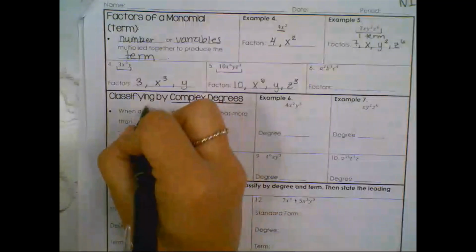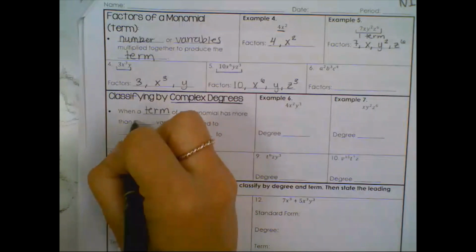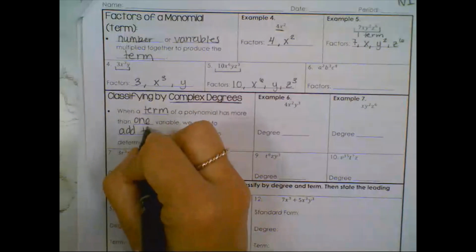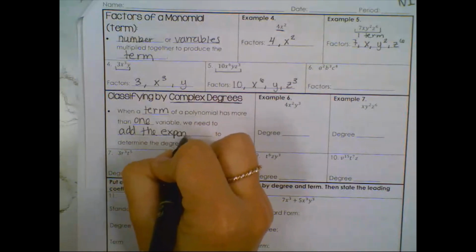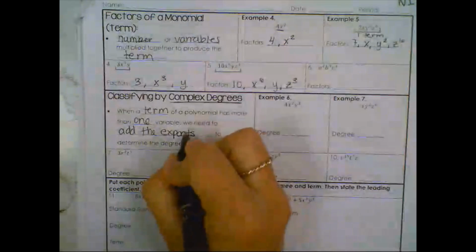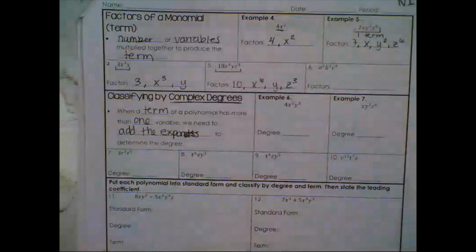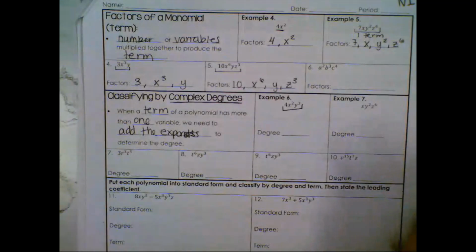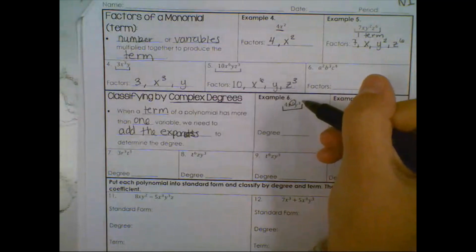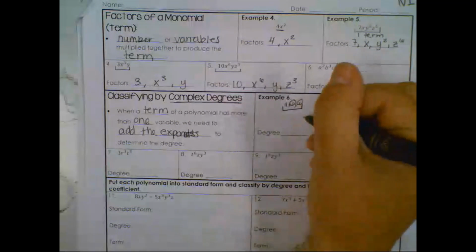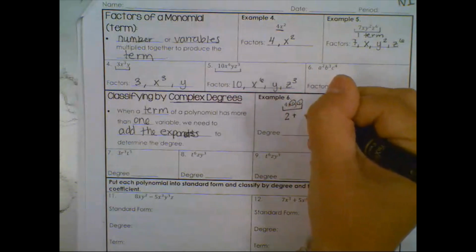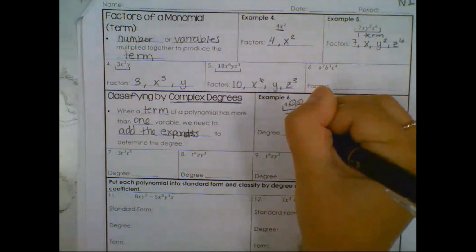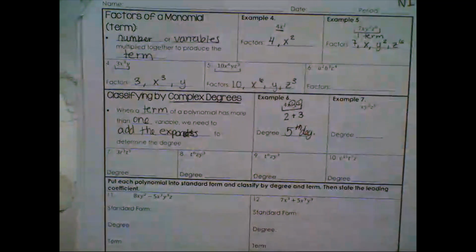When a term of a polynomial has more than one variable, we need to add the exponents to determine the degree. Exponents. Oops, messed that spelling up. If I look at this one right here, this is one term, but it has multiple exponents making up that term. The first exponent is 2, the next exponent is 3, so 2 plus 3 is 5, so this is a 5th degree term.